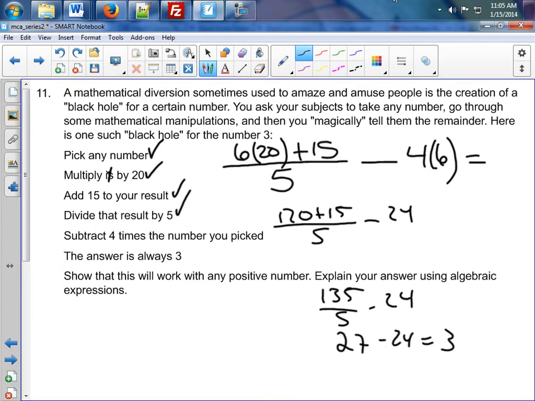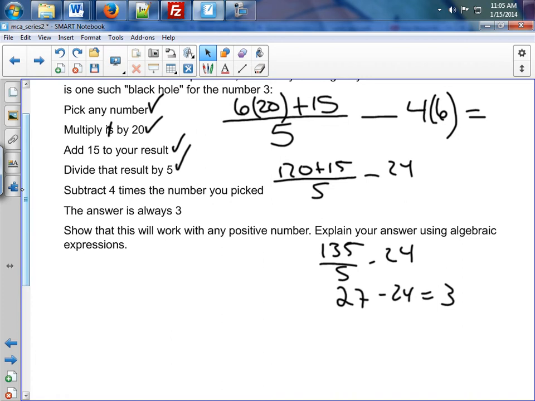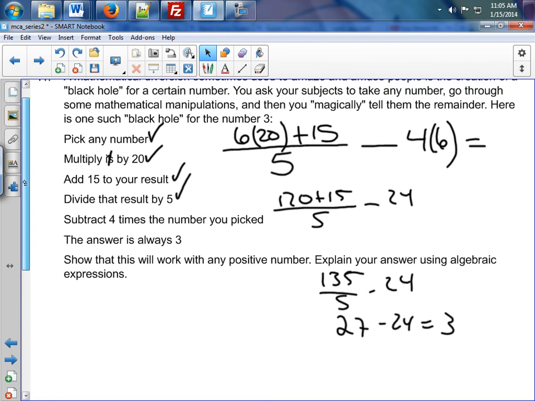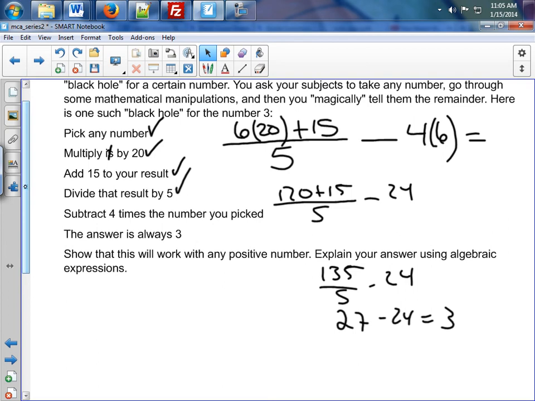Wow. It worked, right? But that's not the question they're asking you. Show that this will work for any positive number. Explain your answer using algebraic expressions. Well, we kind of did. We showed it worked for what number? 6. I need to show it for all positive numbers.